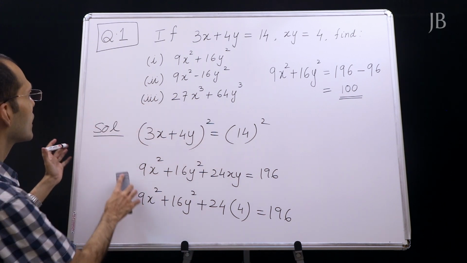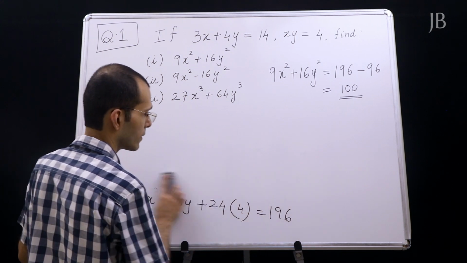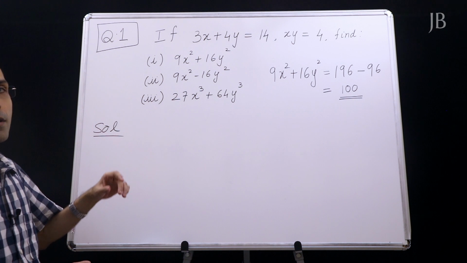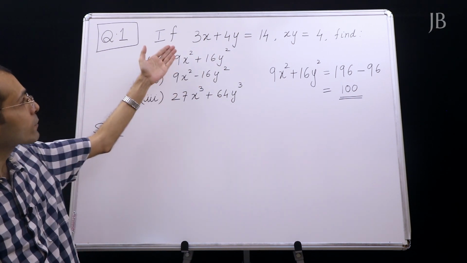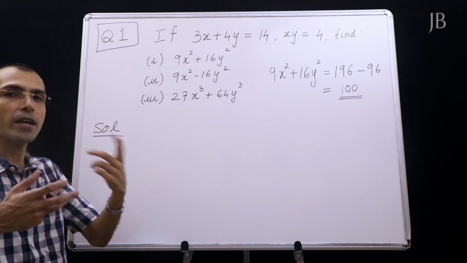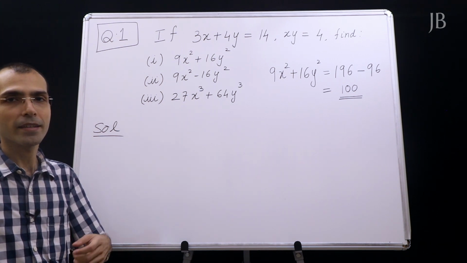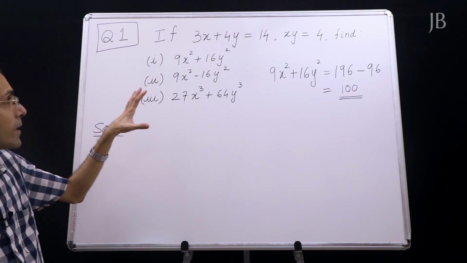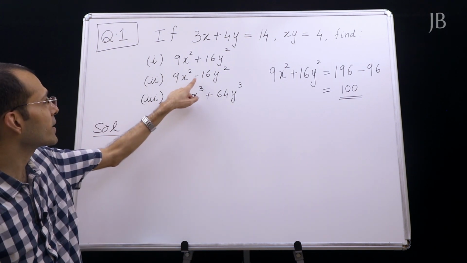Now we have to see how to find 9x square minus 16y square. Be careful, you cannot square this and obtain it. Even if this was 3x minus 4y the whole square, what will happen? When you square, it will become 9x square plus 16y square and you will get minus 24xy. That is 3x minus 4y the whole square. Okay. But we want 9x square minus 16y square.